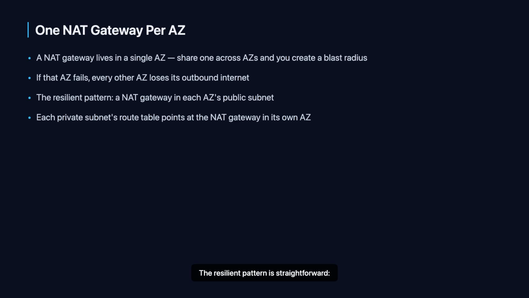The resilient pattern is straightforward. Put a NAT gateway in each zone's public subnet. Then, each private subnet's route table points at the NAT gateway in its own zone. Now, a single zone failure only affects that zone, not the whole system.